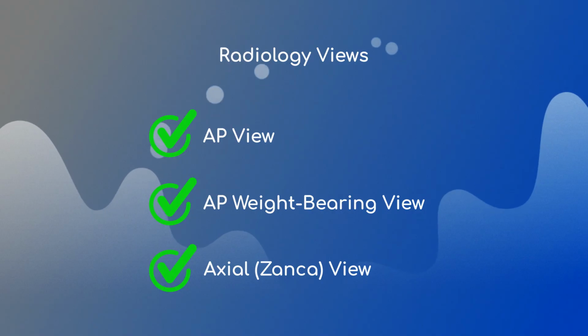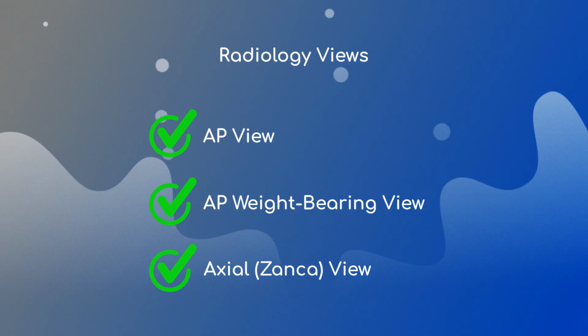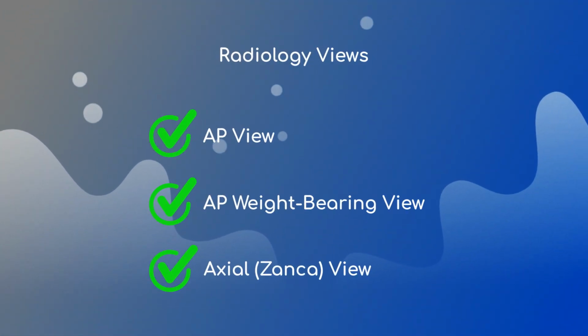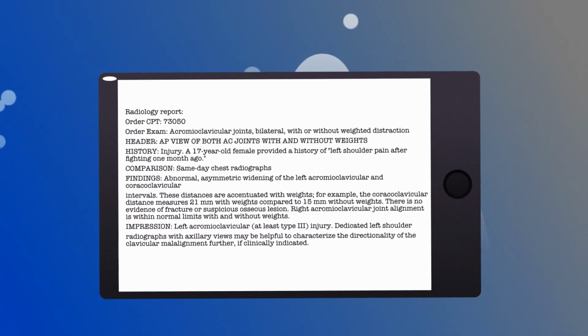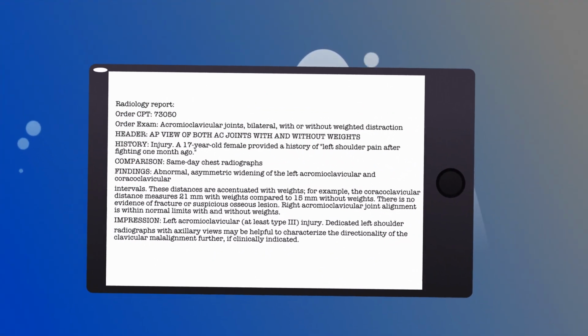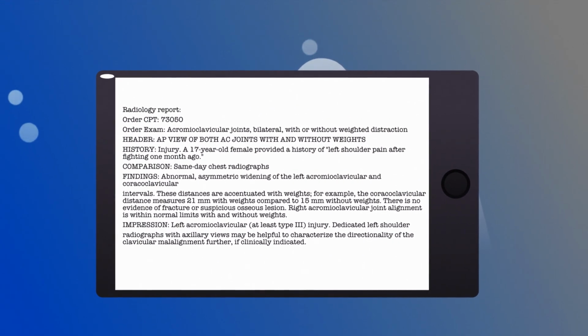These views help evaluate the coracoclavicular and acromioclavicular ligaments, which are key in diagnosing joint injuries such as sprains or dislocations. Radiology report. Header: AP view of both AC joints with and without weights. History: left shoulder pain after fighting 1 month ago. Comparison: same-day chest radiographs. Findings: abnormal widening of the left acromioclavicular and coracoclavicular intervals, which increases under weight bearing.